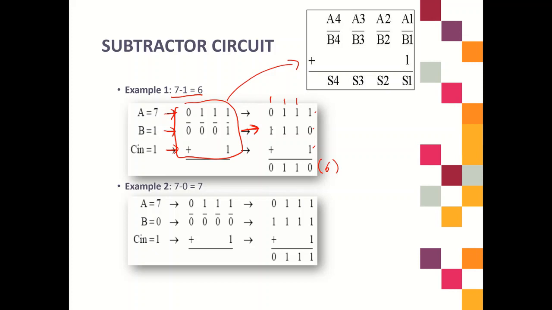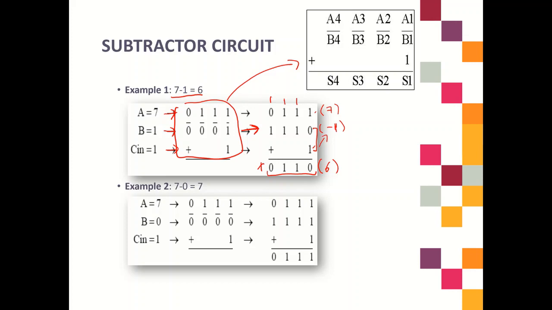1 plus 0 plus 1 is 0, 1. So actually you have an extra carry out. This carry out value must be deleted or omitted. So your last answer is just 0 1 1 0, which is equal to 6. This is the value of 7, and this is the value of negative 1, based on these two.